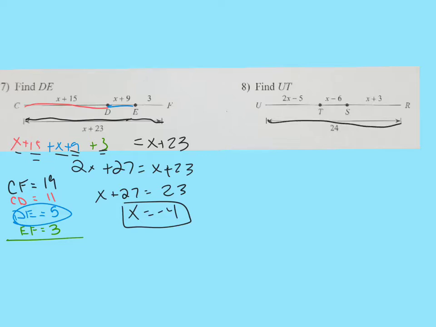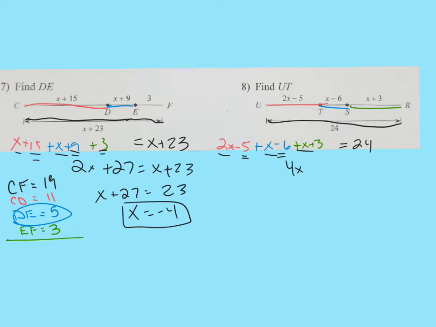The whole piece is equal to 24. I have a red piece, 2x minus 5. I have a blue piece, x minus 6. And I have a green piece, x plus 3, equals 24. I can add all my like terms together, 2x, x, and x, so I get 4x.